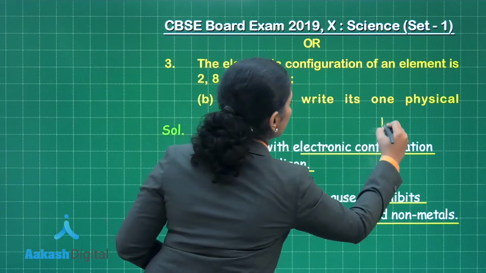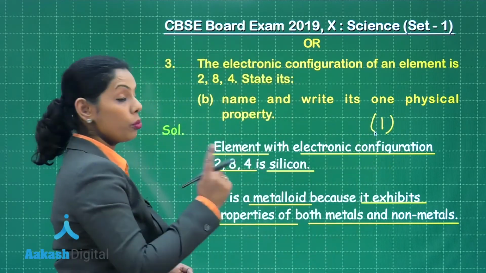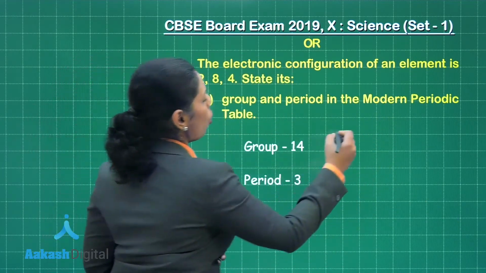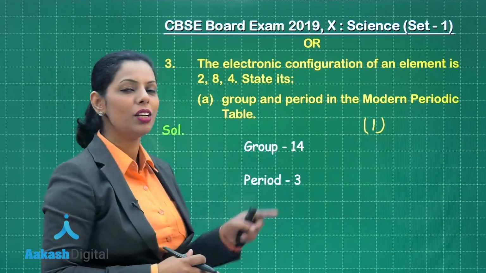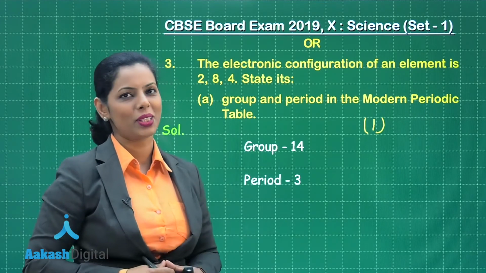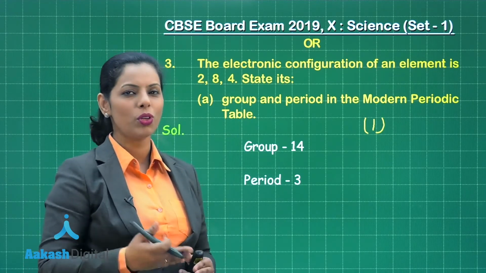For this part, you will get 1 mark, and for the previous part, part A, you will also get 1 mark here. Total 2 marks you will be getting for this question also. I hope this question is clear to you. Now, let's move on to the next question.